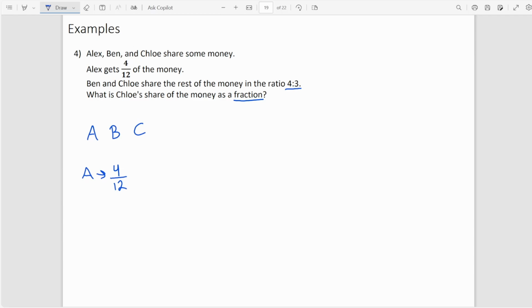Okay. Now we know that Ben and Chloe share the rest of the money. So the question is, what's the portion that Ben and Chloe share? Well, if Alex got 4/12, then I can find Ben and Chloe's share by subtracting 1 minus 4/12. Okay, because the 1 is basically the whole. Okay, the 1 is 12/12, really, the whole part. So now if you subtract this, you get 8/12.